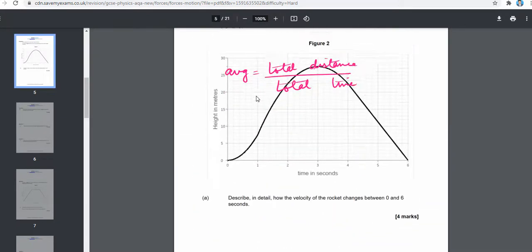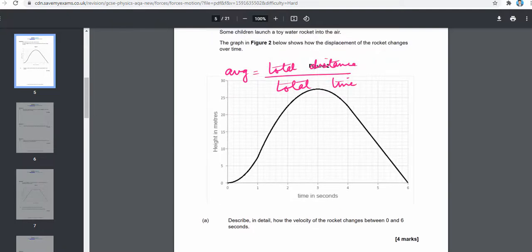Alright, so this is the graph. When the toy went up, it covered a height of around 27.5 meters in 3 seconds, and when it came down, it covered the same height of 27.5 meters in the remaining 3 seconds. So we can say the average speed in going up and coming down is the same.